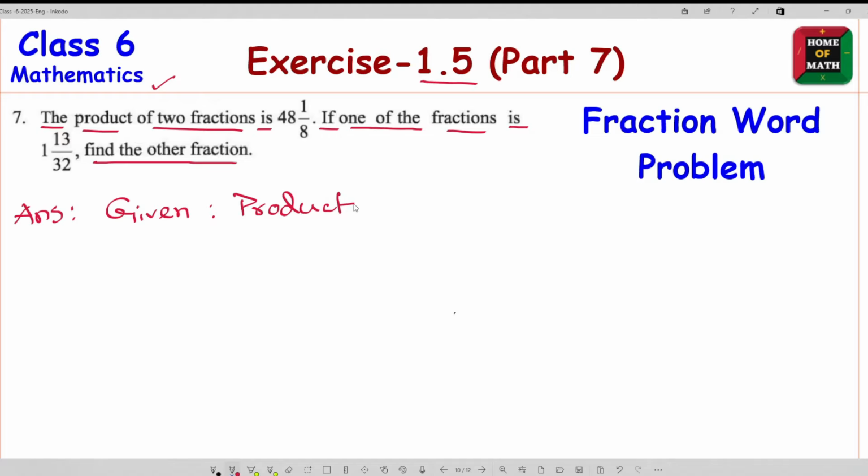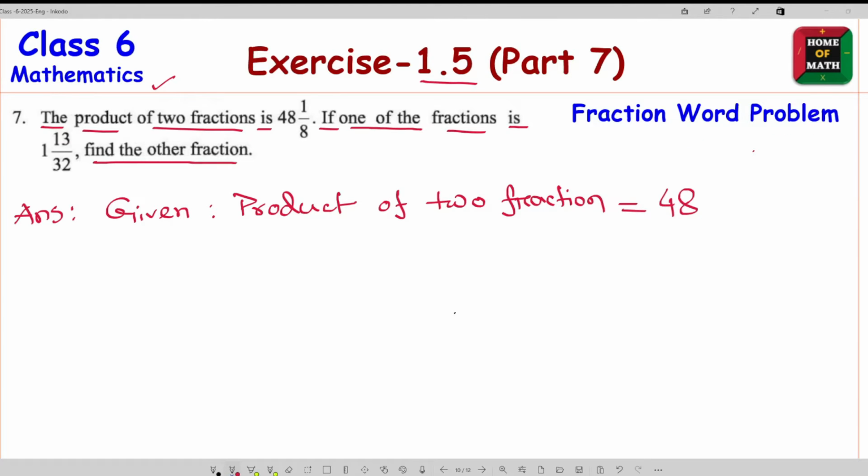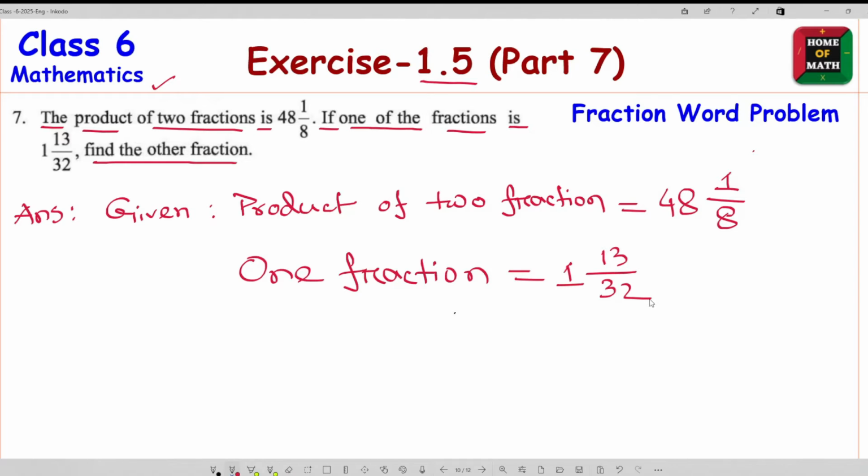The product of two fractions equals 48 1 by 8. One fraction equals 1 13 by 32. Look, both are mixed fractions.